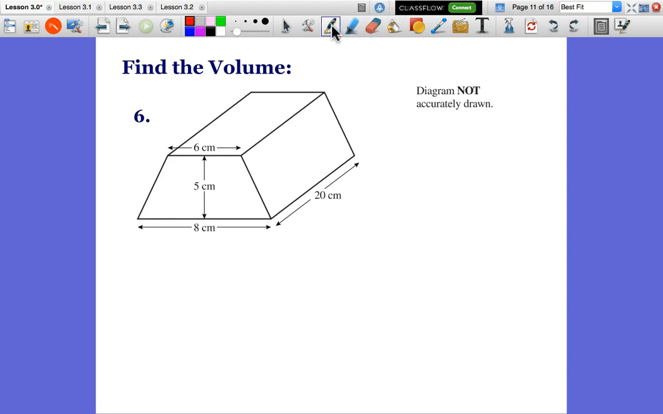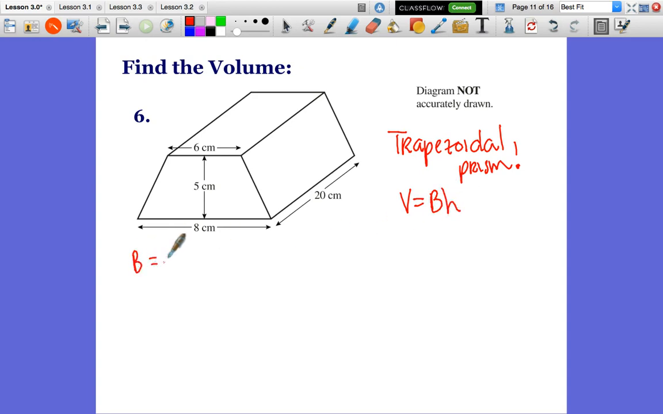What about this? Oh, it's another one. It's another trapezoidal prism. So again, volume is going to be area of the base times the height. The base is a trapezoid. Base 1 plus base 2 divided by 2 times height. I'm going to highlight it again.